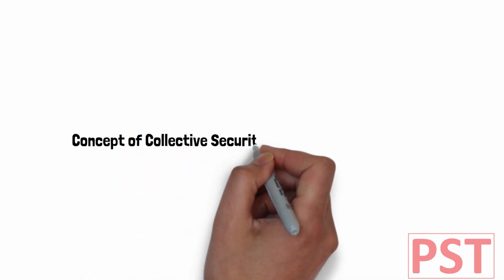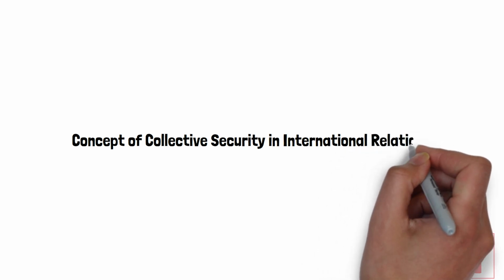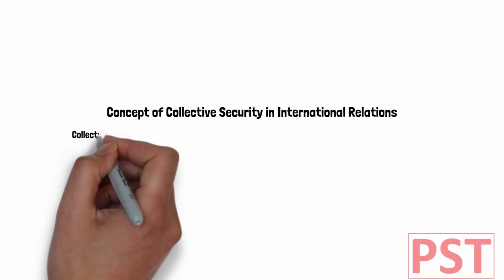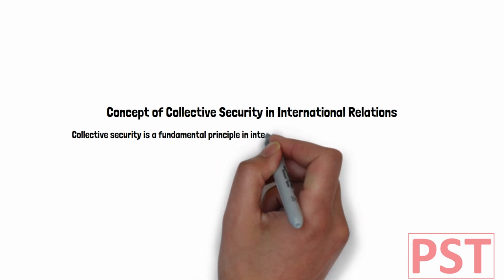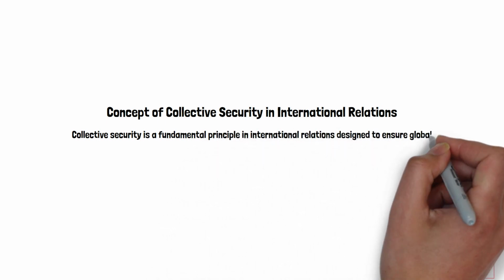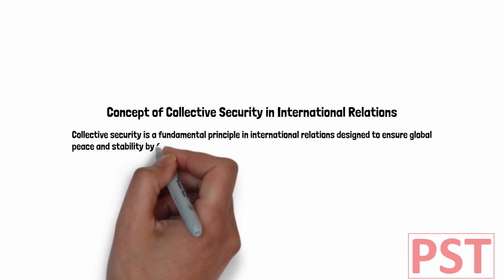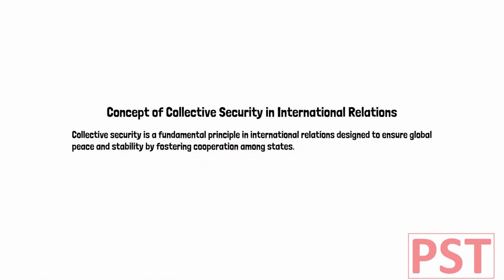In today's tutorial, we shall talk about the concept of collective security in international relations. Well, collective security is a fundamental principle in international relations which is designed to ensure global peace and stability by fostering cooperation among states.